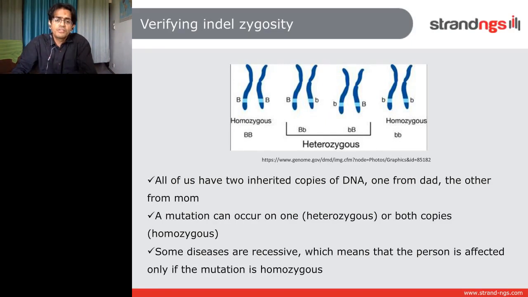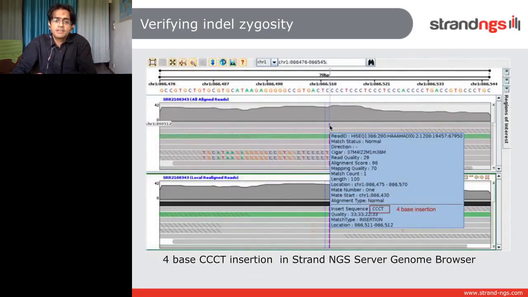So how do you do this in Strand NGS Server? Here is an example of the genome browser view in Strand NGS Server. You can see that there are various details being revealed about this particular read list at this particular reference location on the genome, right? So we are on chromosome 1, location about 860,000 or so, and what we're looking at is a 4-base insertion at this location, right?